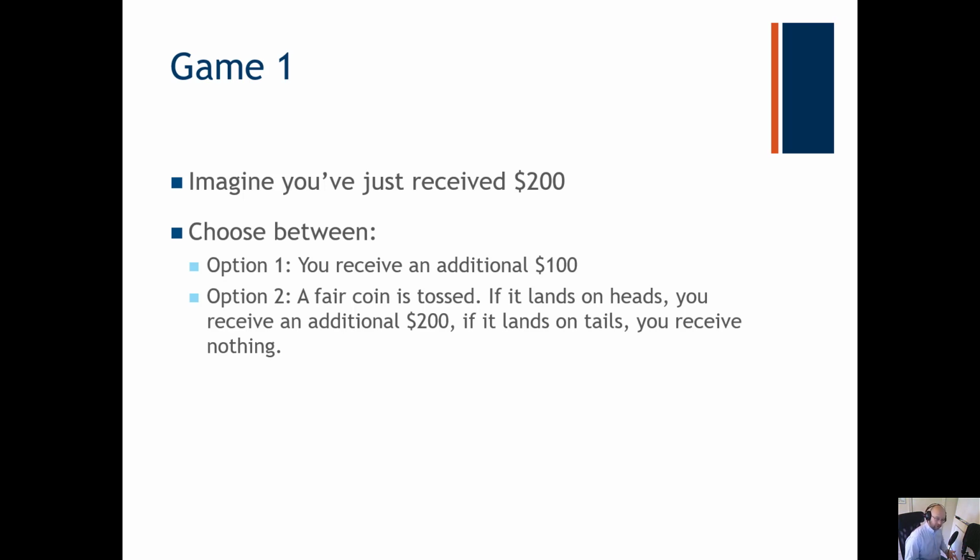Do you want to receive another $100, or option 2, a coin will be flipped, a fair coin. There's no reason to suspect there's anything biased about this coin. And if it lands on heads, you receive an additional $200. If it lands on tails, you receive nothing. Okay, so that's game 1. I'll give you a moment to think about that.